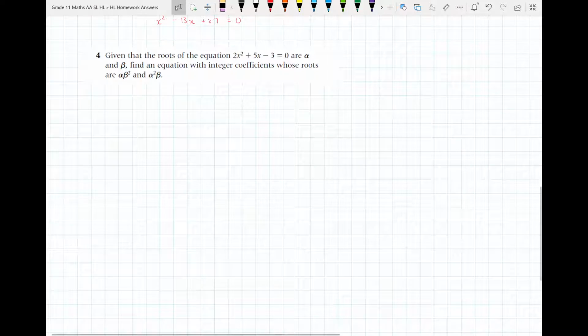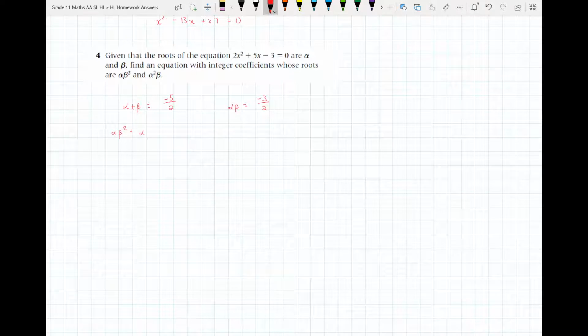All right, this time we have a non-coefficient of 1 in front of the square term. So just be careful when you write down the roots. This should be negative 5 over 2. And the product will be negative 3 over 2. Then everything else is the same. Is this correct? Yes, it is.